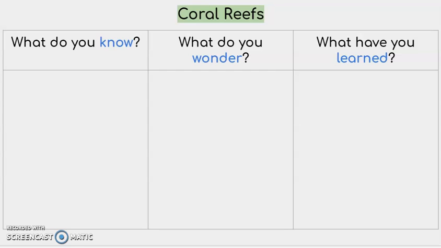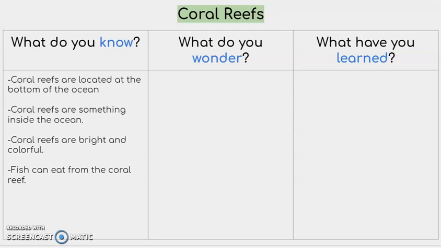So take a moment and think. What do you already know about coral reefs? So here are some facts that second grade friends have already shared about things they know about coral reefs. Coral reefs are located at the bottom of the ocean. Coral reefs are something inside of the ocean. Coral reefs are bright and colorful, and fish can eat from the coral reef.